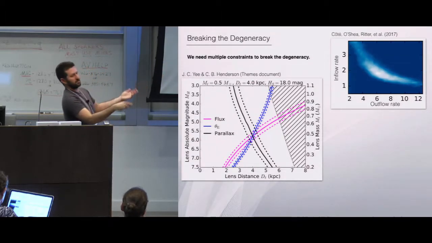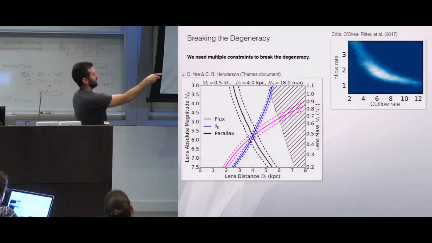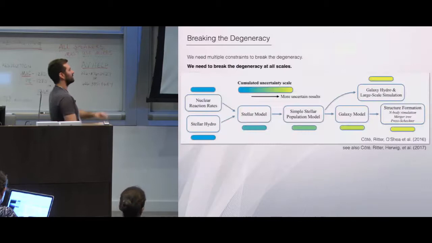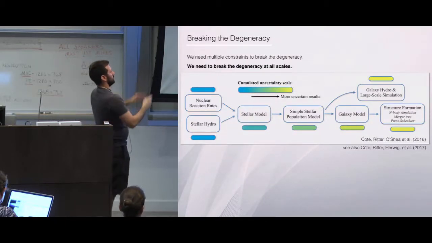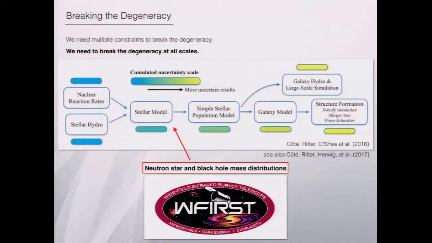I can include, for example, observation, hydrodynamic simulation, create different lines, and pick the value that would be right at the intersection. So I need to do this, but well, the community, not just me, we need to break the degeneracy at all scales. And again, WFIRST and having a better understanding of the distribution of the mass of neutron stars and black holes is going to help a lot in constraining this stellar model.